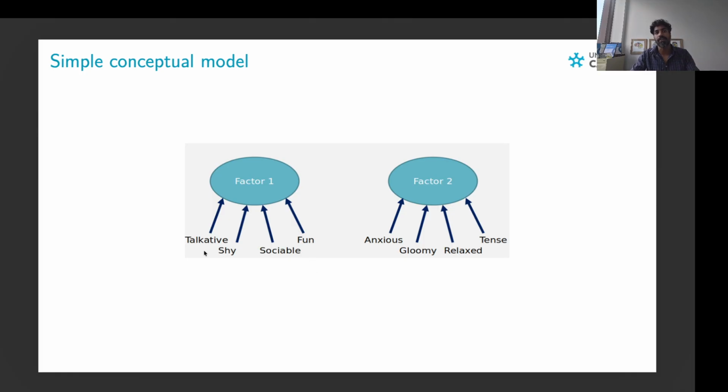We say, okay, so one says talkative and shy and sociable and fun. And the other says anxious, gloomy, relaxed, and tense. And then you start to realize, okay, so what could this first factor be talking about? The first factor maybe is talking about introversion or extroversion. It's a measure of introversion, extroversion. And the second factor may be relating to neuroticism, right? And so that's our sort of simple conceptual model.